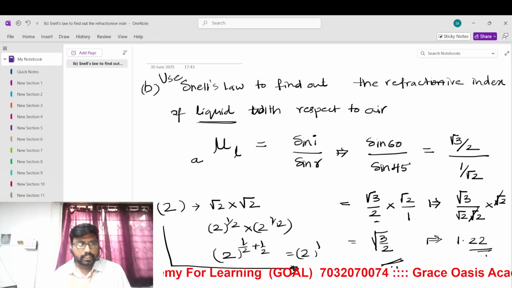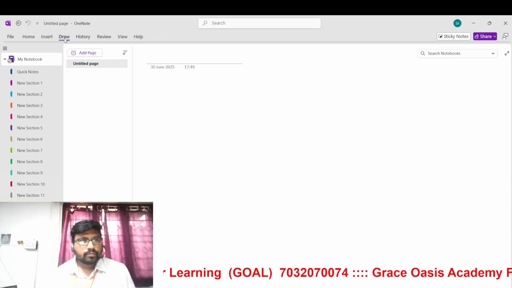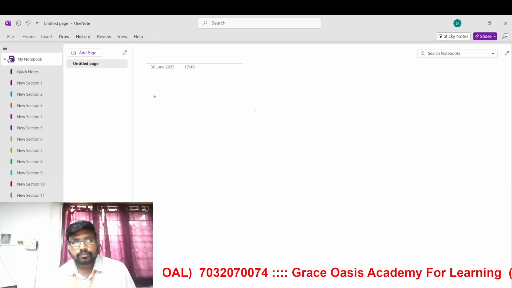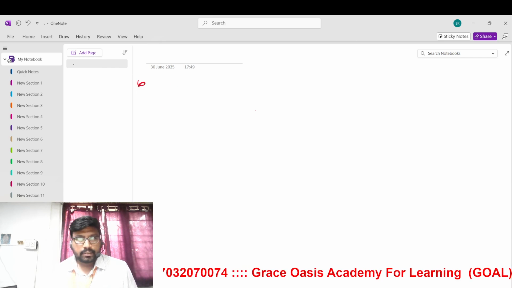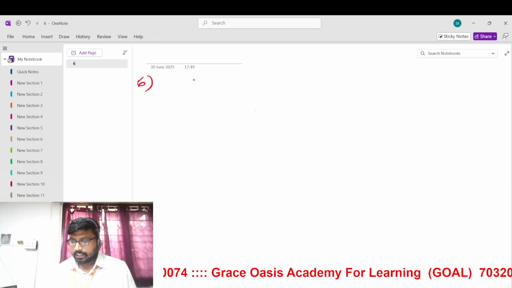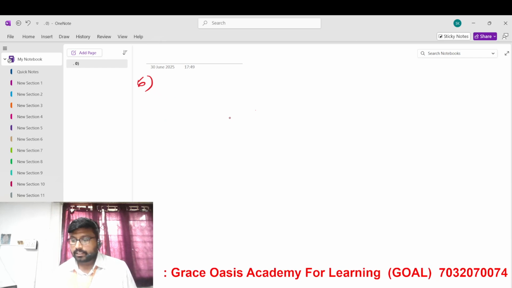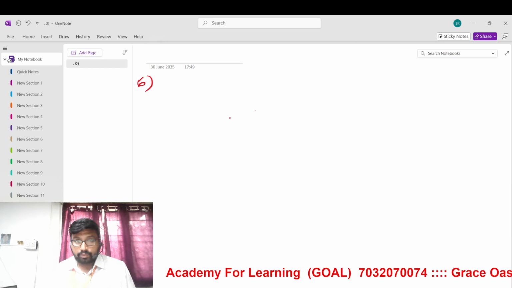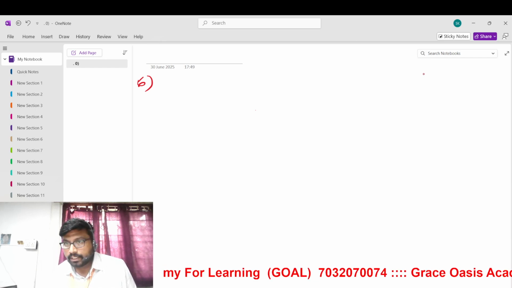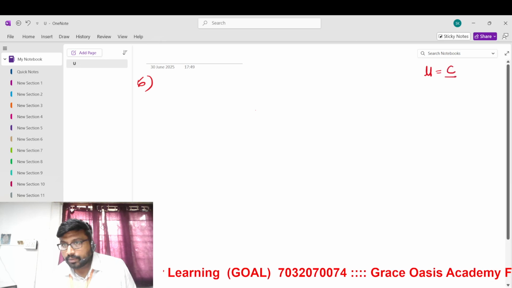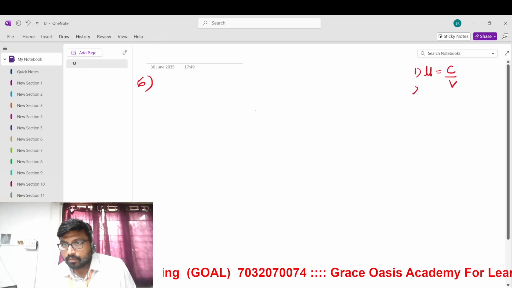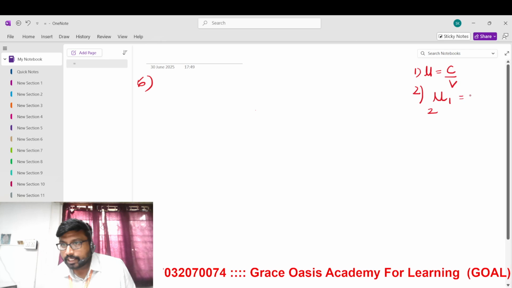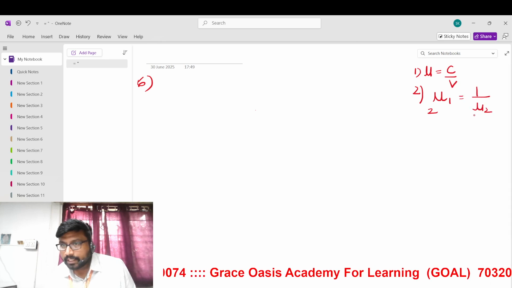Okay, we'll go to the next question. Sixth question, same again. Now we are changing the concept, right? First we have seen refractive index. Next, with different mediums, we have seen mu equals c by v, formula type 1, formula type 2. Next, we have seen that 1 mu 2 can be written as 1 by mu 2 mu 1, by reversibility.